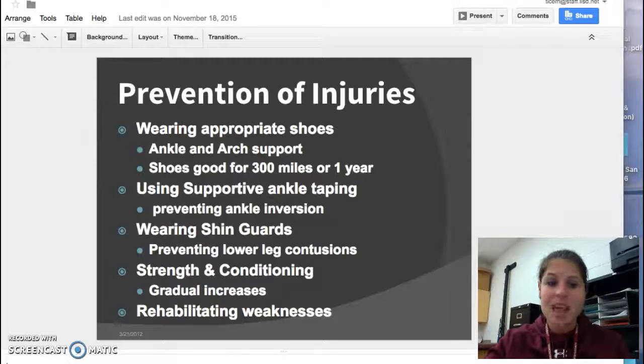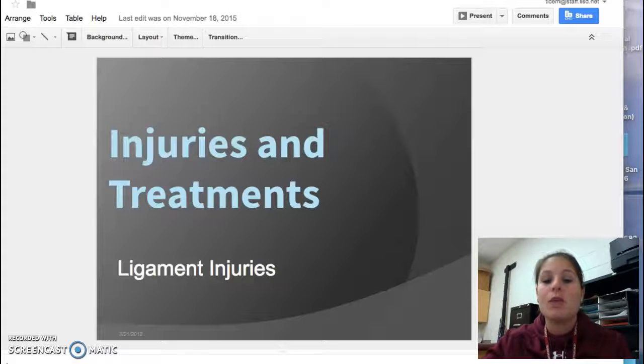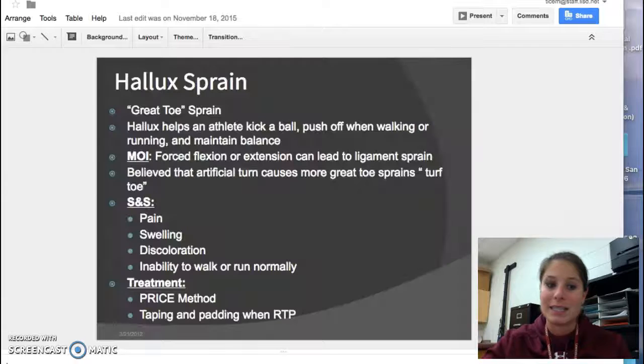So we're going to finish up today with a little bit of ligament injuries in our body, okay? So I've listed a few. We're going to talk about them. Today we're going to just talk about our ligament injuries, and then tomorrow we'll pick up with muscles and our tendons. The first one that we have is a hallux sprain, okay?